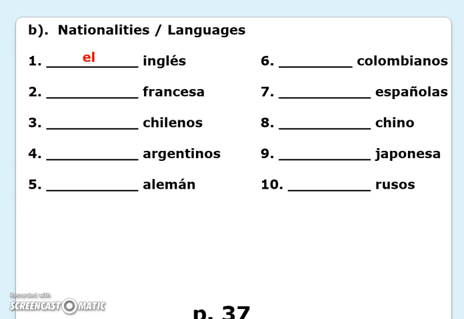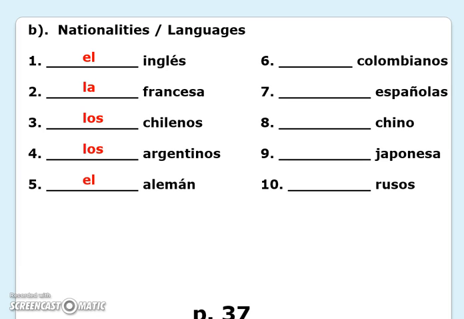Number 1, el inglés. This one is a bit tricky because it does end in a consonant and it's an ES, so it looks like it's plural, but really it is a singular, either English person or English class or something that happens to be English. Number 2, la francesa. It is a French girl. Number 3, los chilenos. They are boys from Chile. Number 4, los argentinos, Argentinians that are boys.